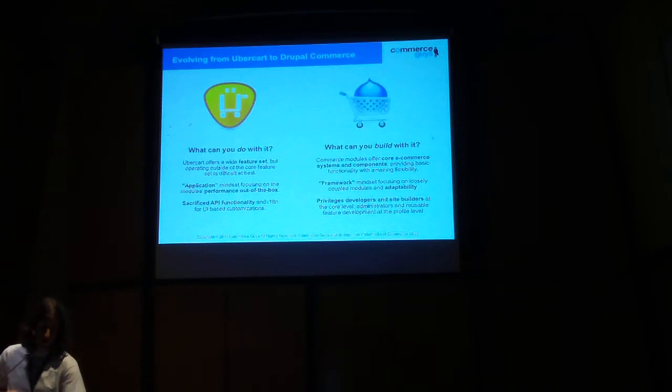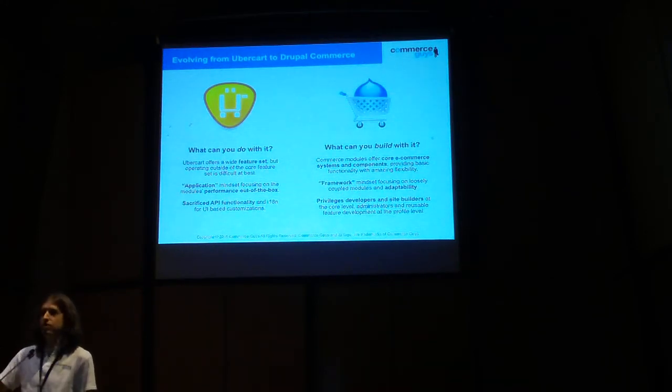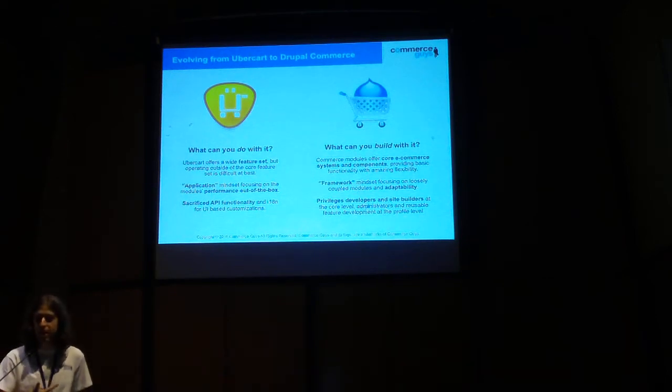The main difference from UberCart to what we're doing now with Commerce is that we've gone from what can you do with this module to what can you build with this module. It's like the difference between using the image gallery module, where you download it and have an image gallery out of the box, versus using image field and image cache and a custom node type and then a custom view, where you're basically building your image gallery.